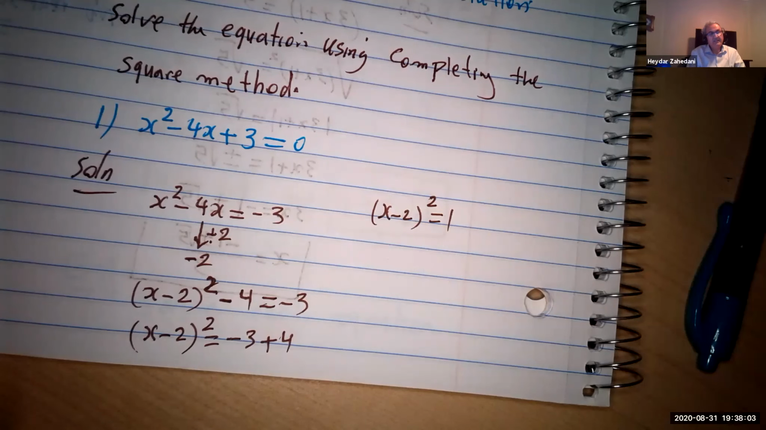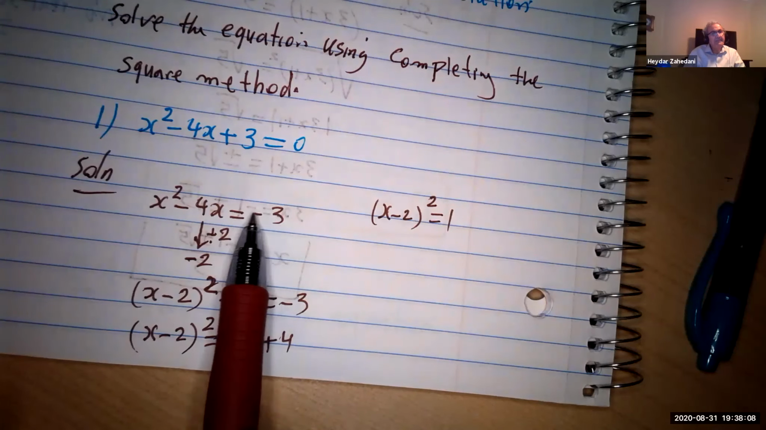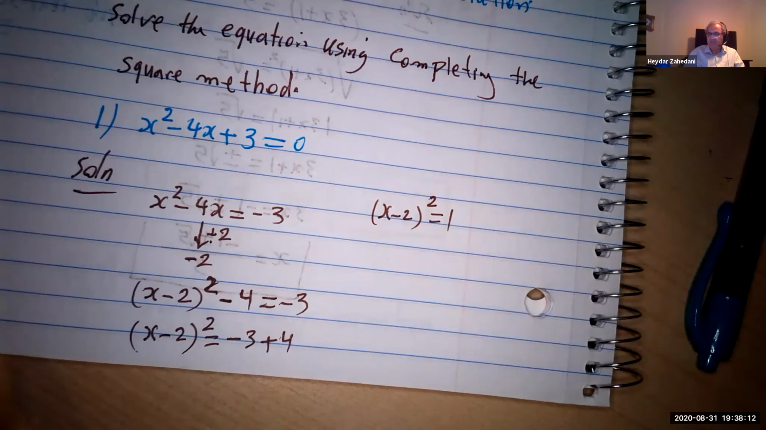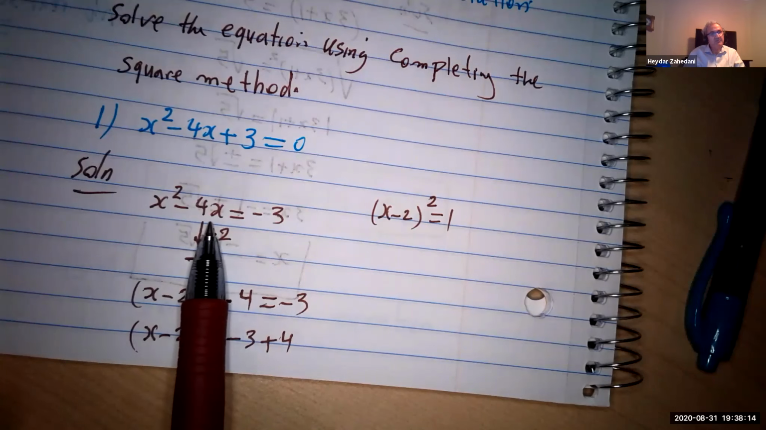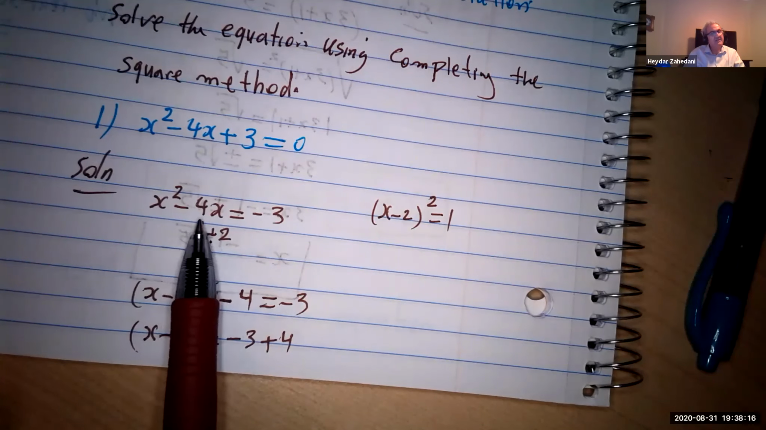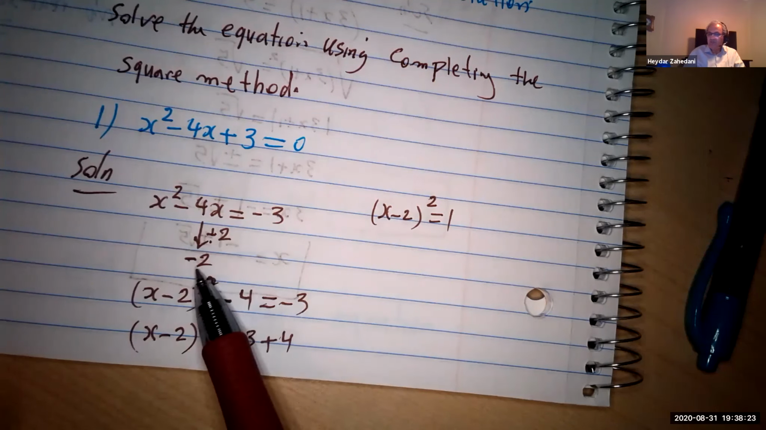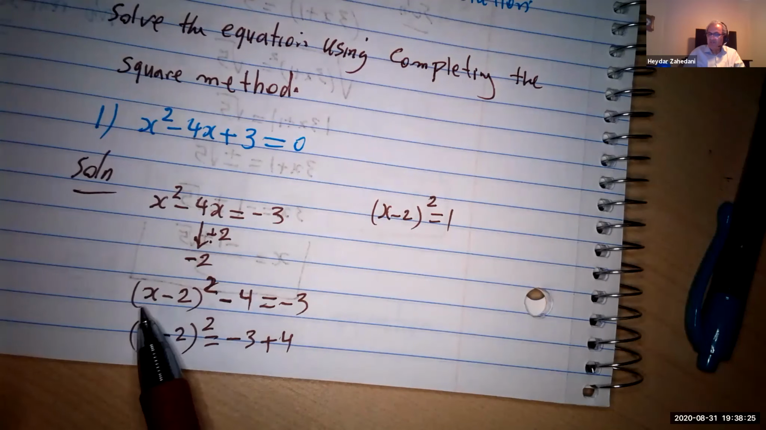So two easy steps. You move the constant to the other side because you want to make room for your perfect square. So you divide this coefficient by 2. This is twice of what you are looking for, okay? So you divide it by 2 to get it. So that gives me negative 2.